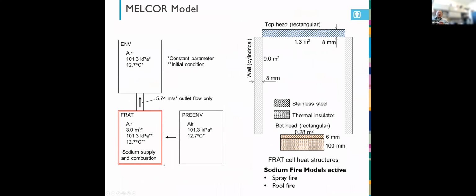Here's the MELCOR model. Basically, it's a three control volume model. The fab is where the reactions occur. And then here's the heat structure in the MELCOR model. And like I said, the sodium fire and pool fire model was activated.